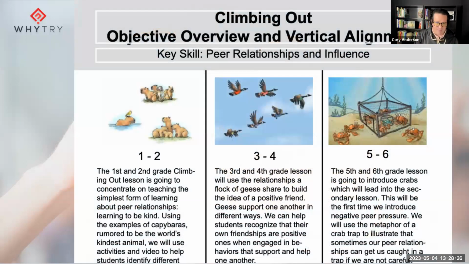Next unit is climbing out. Key skill, peer relationships, and influence. And a lot of you know climbing out in the secondary is that metaphor of crabs in a pot climbing, pulling each other down. Well, we're going to build to get there.